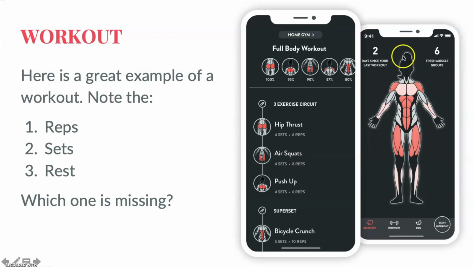Another example, this image here. We have the reps, the sets, and the rest. Starting here, hip thrusts, 4 sets of 6 reps. And then we've got air squats, 4 sets of 8 reps. Then we've got push-ups, 4 sets of 6 reps, etc. This is a very common format for a workout.